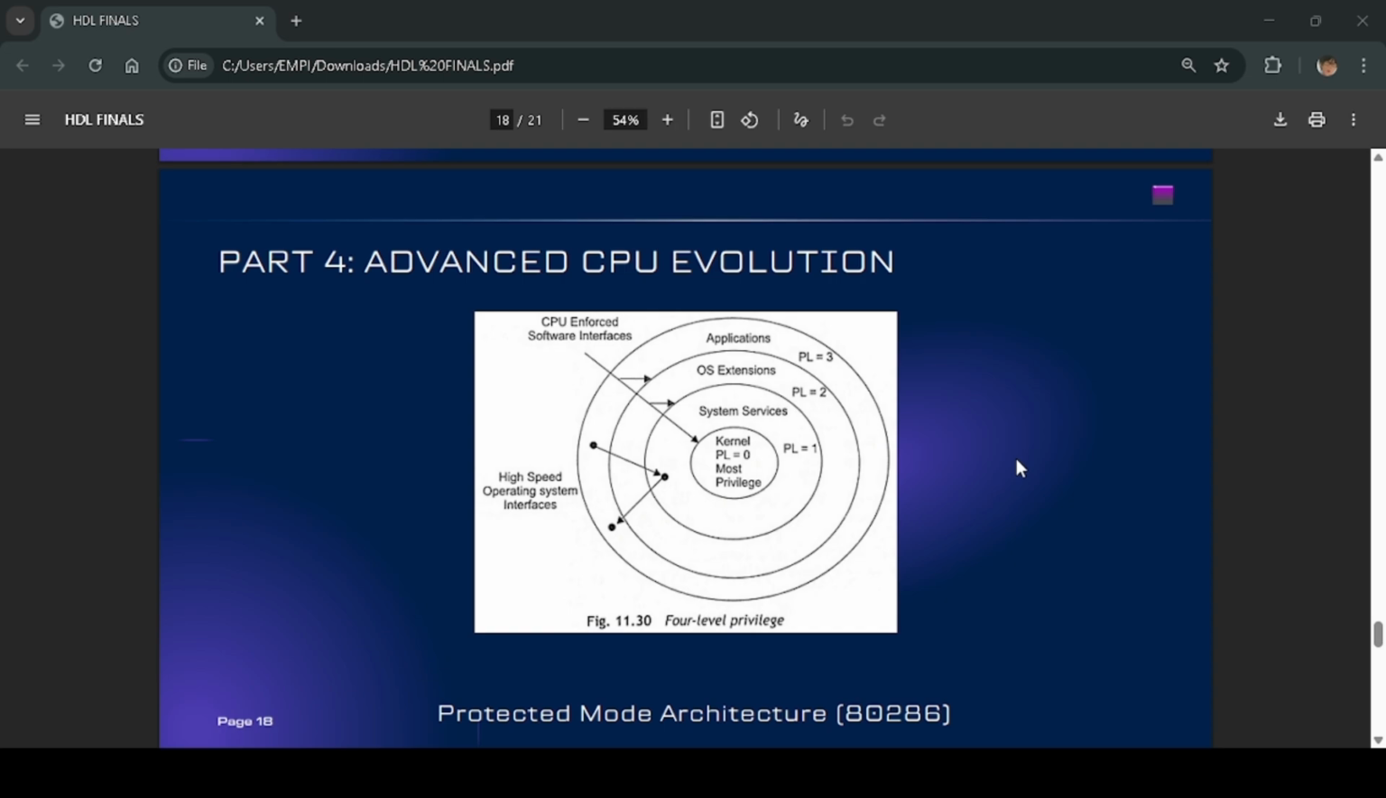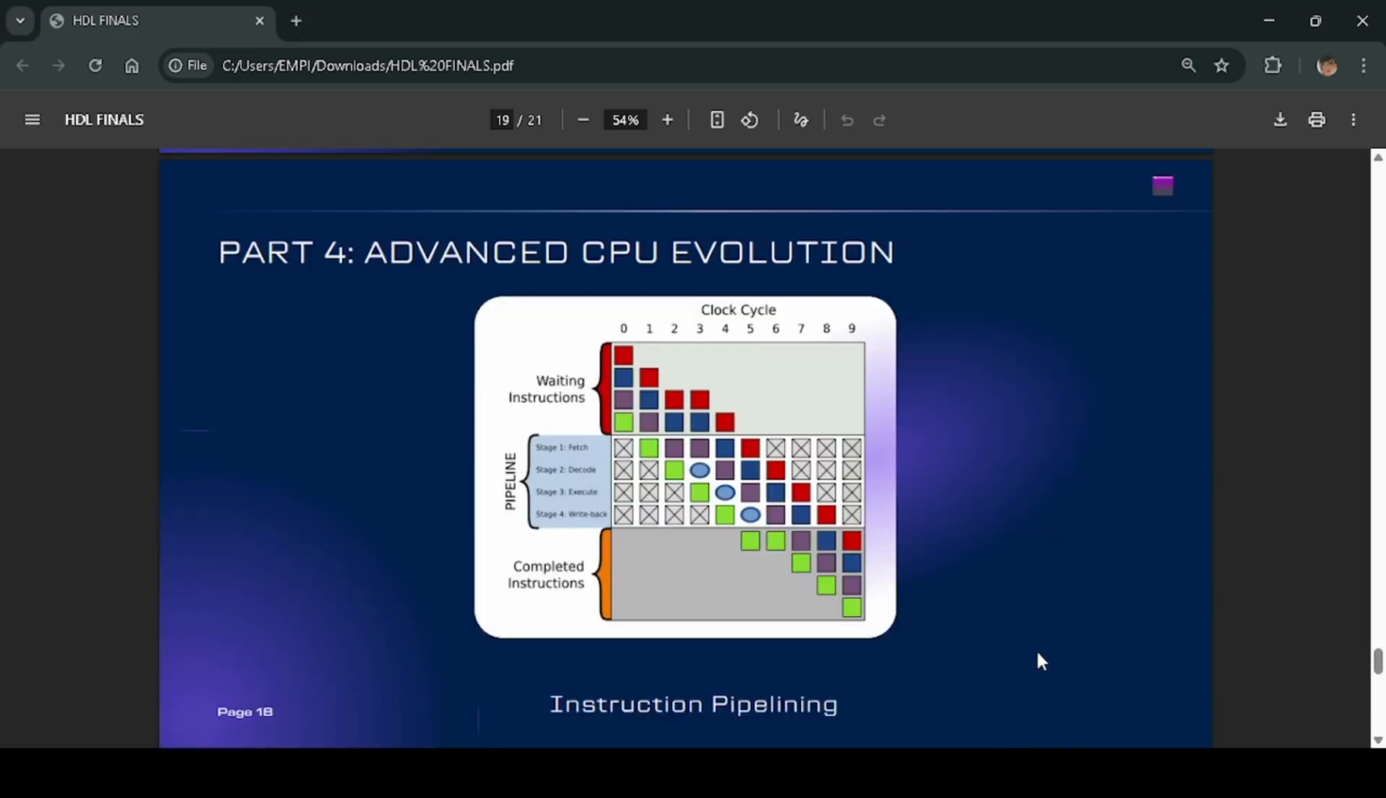While groundbreaking, the 286's protected mode was flawed. It couldn't switch back to real mode without a reset, hindering adoption. Bill Gates famously called it brain dead, but its concept would be perfected in the next generation.